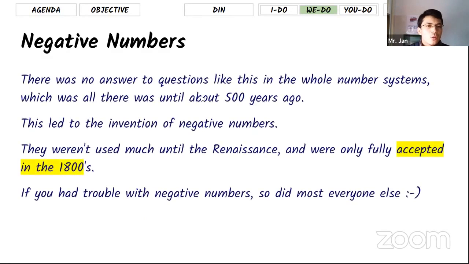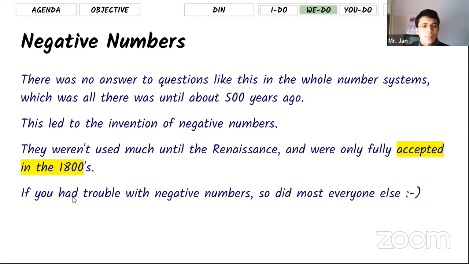There was no answer to a question like this until about 500 years ago. That question led a lot of people to think that we need to invent negative numbers. Negative numbers were actually invented 500 years ago, but they were accepted only 200 years ago. It took about 300 years for everybody to agree, okay, we have negative numbers. As you see, it's not too far back in history.